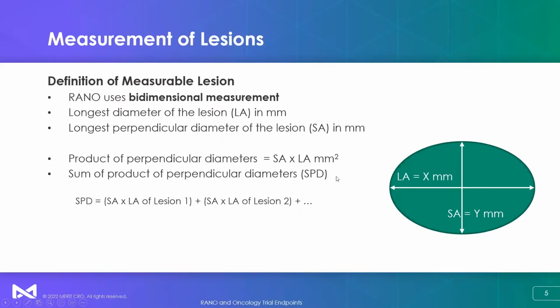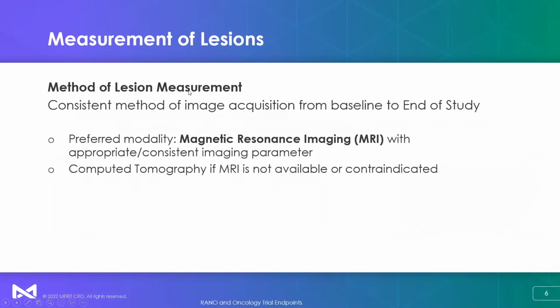And then also we'll be calculating the sum of the product of the perpendicular diameters, which stands for SPD here. So basically for each lesion, short axis times long axis for lesion number 1, short axis times long axis of lesion number 2, and so on up to 5 in the RANO cases. And that would be the value for the SPD. So these two values are the important calculation measurements for the RANO.